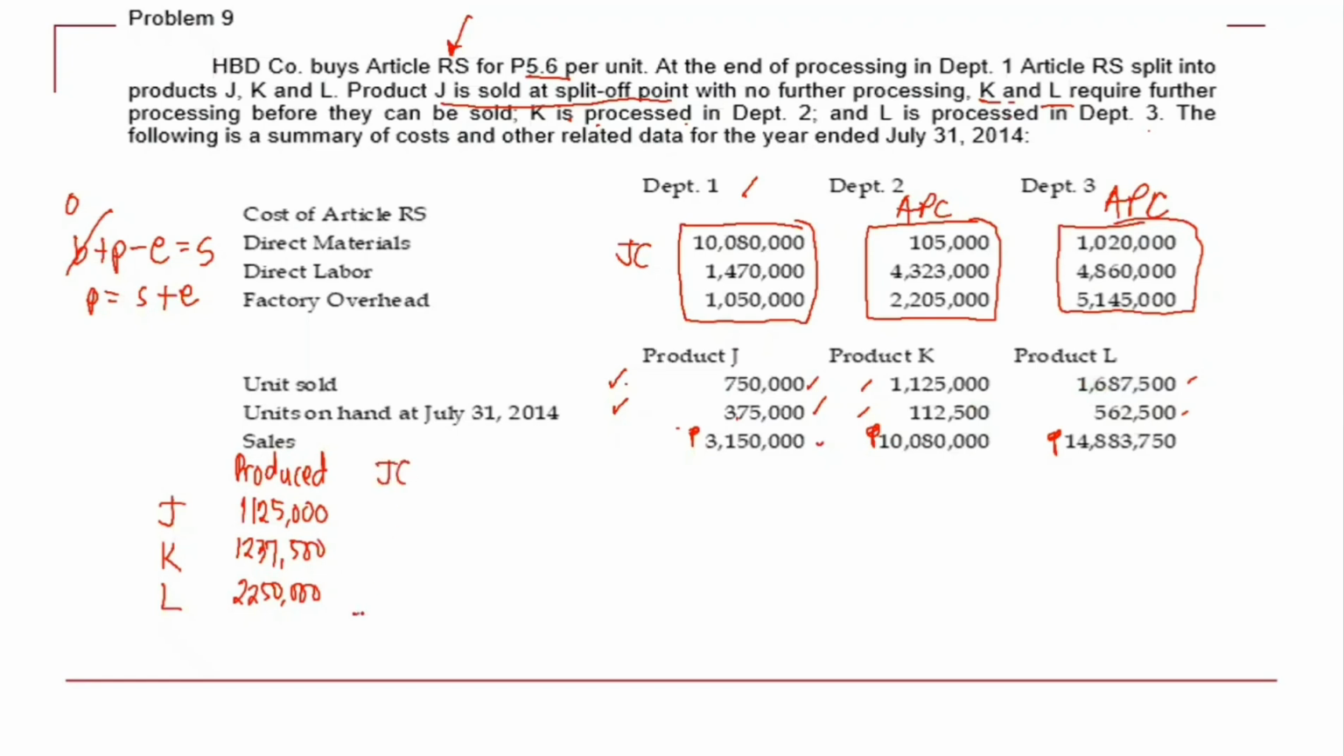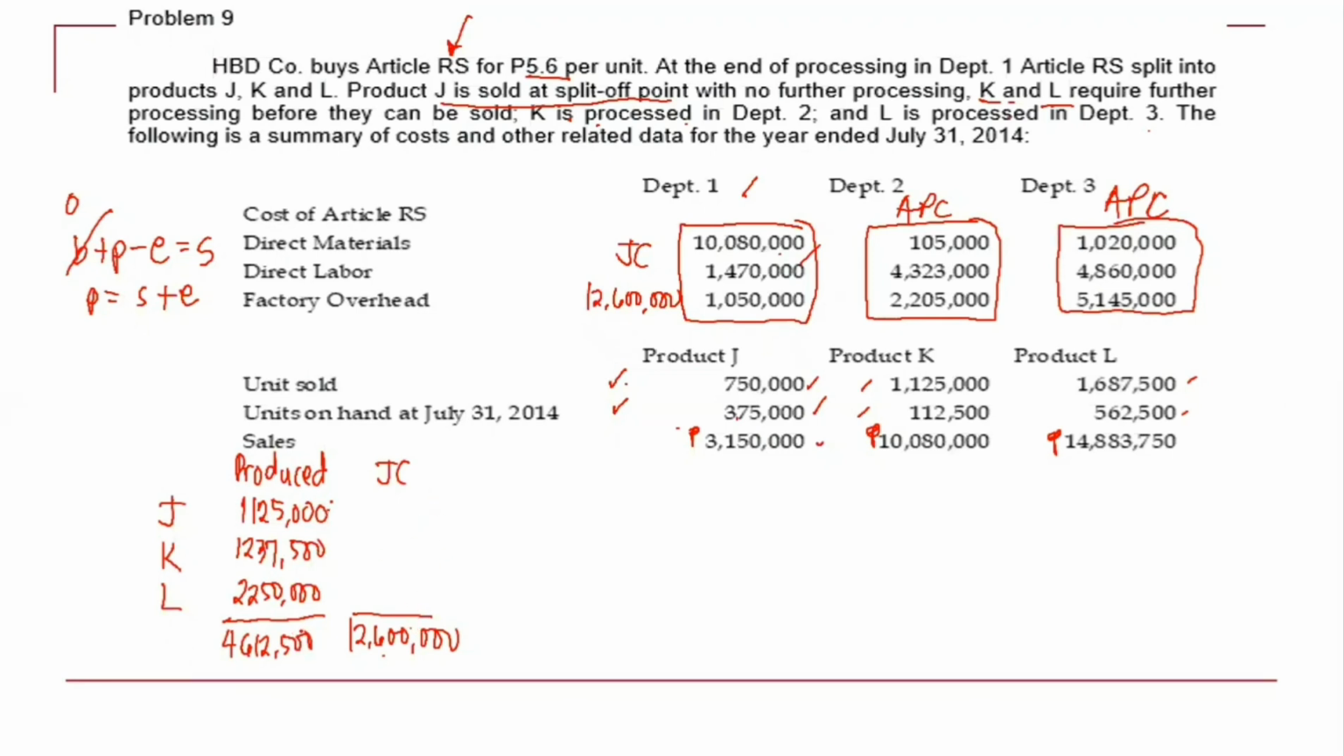Joint cost po. Magkano po yung joint cost natin? Magkano ba yung sum ng joint cost natin dito? That is 12,600,000. Pag in-add po natin yung nasa Department 1. Okay? Remember, after Department 1, tsaka pa lang mag-split yung J, K, and L. So joint cost natin ay 12,600,000. Yeah, so magkano kay J? 12,600 times 1125 over magkano po ba ang total units produced? It's 4,612,500. So pa-allocate na lang.